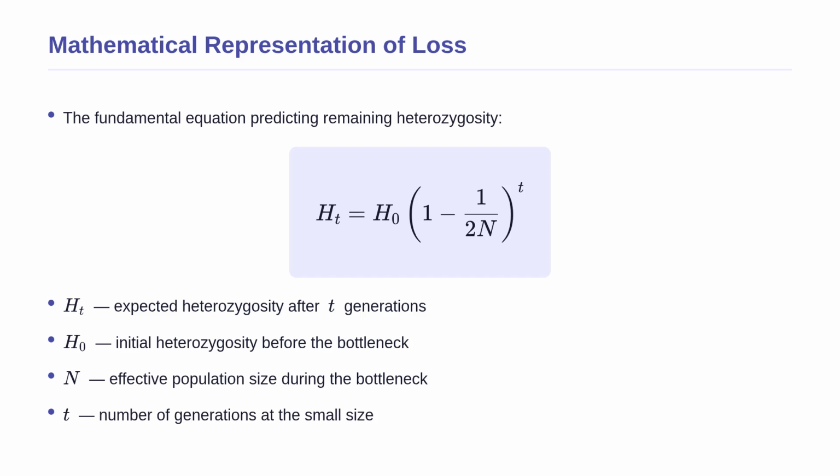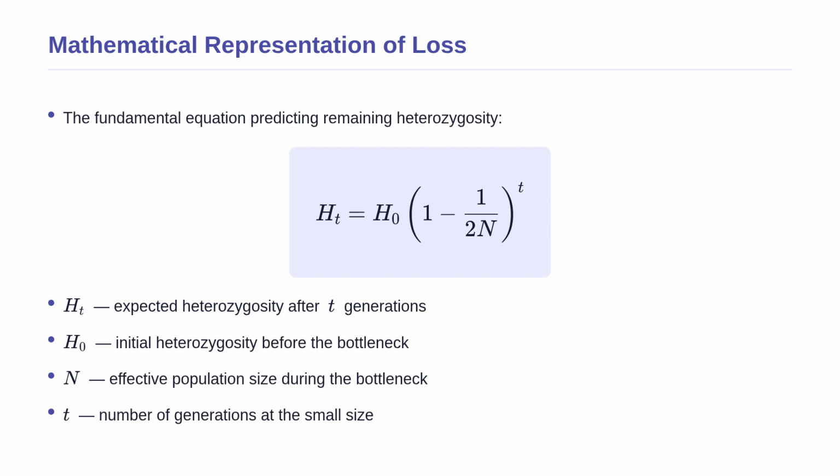H sub t represents the expected genetic diversity after a specific number of generations have passed. H sub 0 stands for the initial diversity before the disaster struck. The variable n represents the effective population size, which is the number of breeding individuals that survived. Finally, t is the number of generations the population remains small.